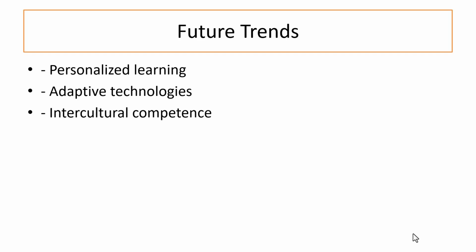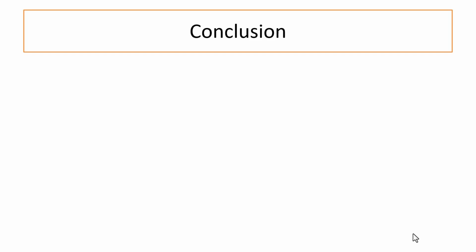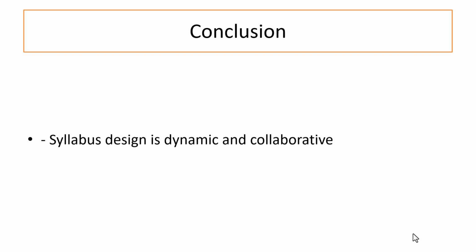So we've analyzed the context, we've assessed needs, we've set our goals and objectives, we've designed our content and activities. What's the final piece? Assessment. We need to determine how we'll measure student progress and make sure they're achieving those learning outcomes. Right, because assessment is about so much more than just grades. It's about giving feedback that guides learning, helps students identify their strengths, and ensures that our syllabus is actually working.